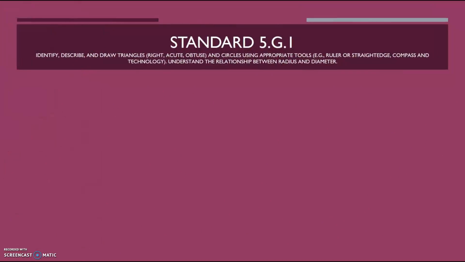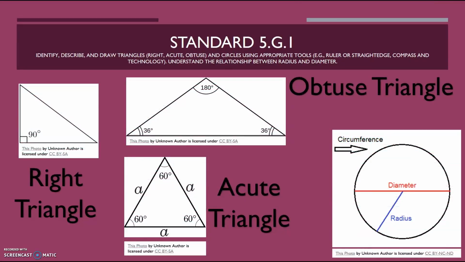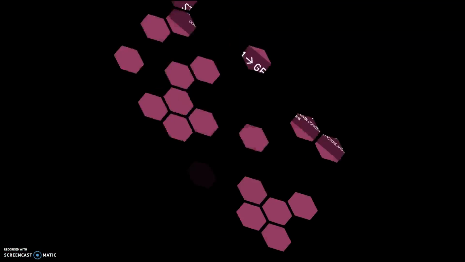For fifth grade, they need to be able to identify the different types of triangles, as well as understand the relationship between diameter and radius for circles. They also need to be able to know how to draw each of these shapes.